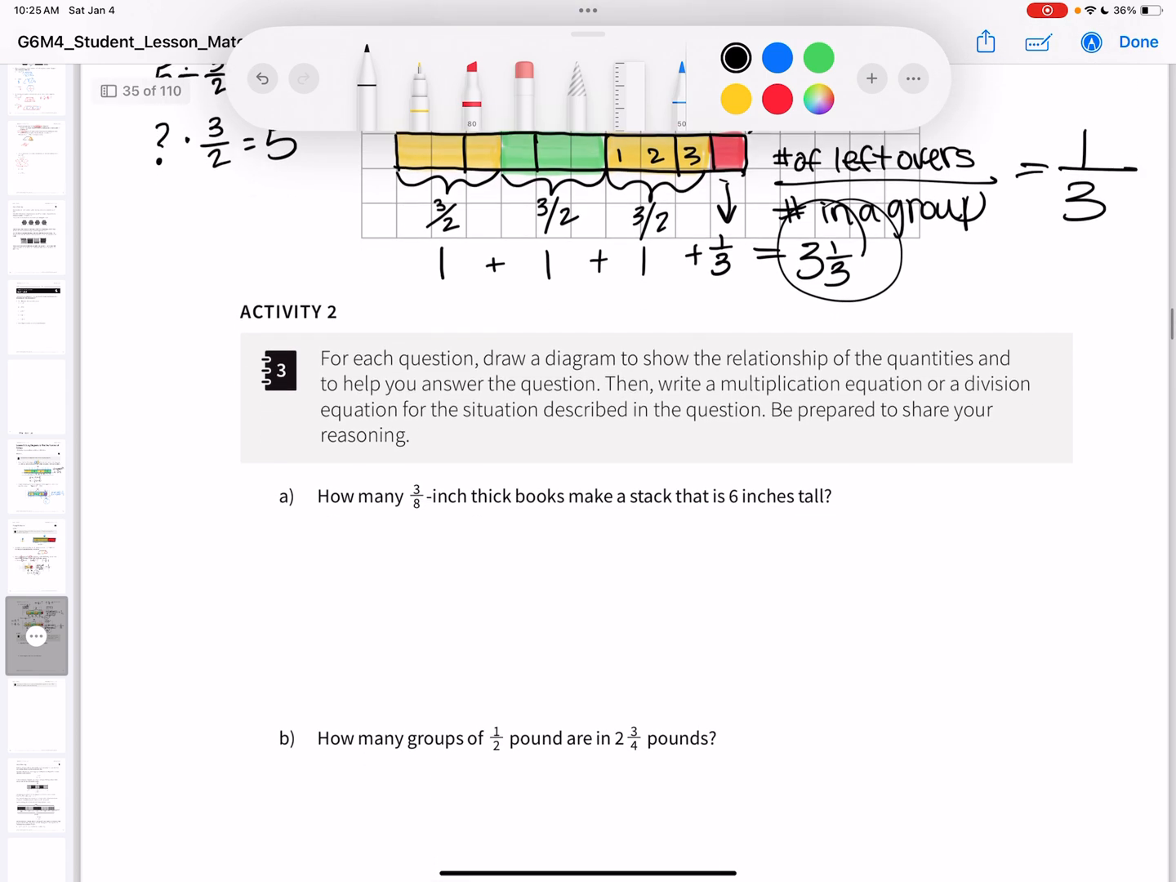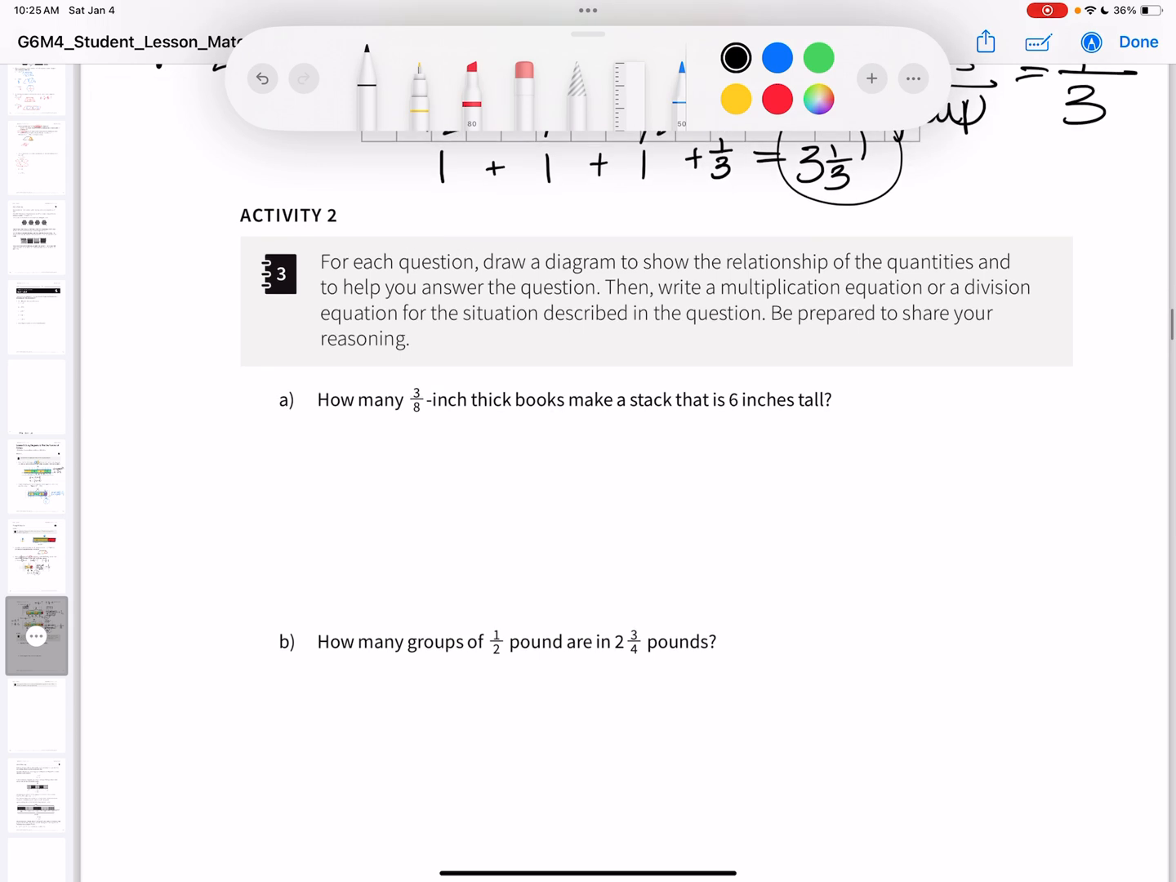All right. For each question, draw a diagram to show the relationship of the quantities and to help you answer the questions. So we are doing the exact same thing, except now they've taken away the grid and we have to do it on our own. I'm a little bitter about that. It's fine. It's just my lines won't be as straight. Then write a multiplication or division equation for the situation described in the question. You don't have to do both in this one, you can just do one or the other. I'm probably still going to do both because it helps me think about it.